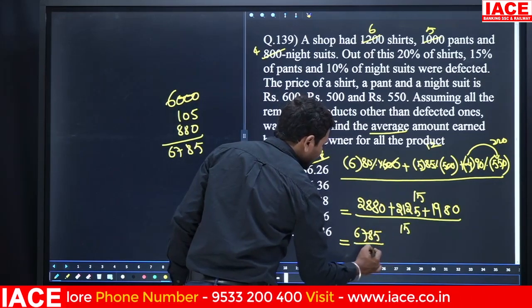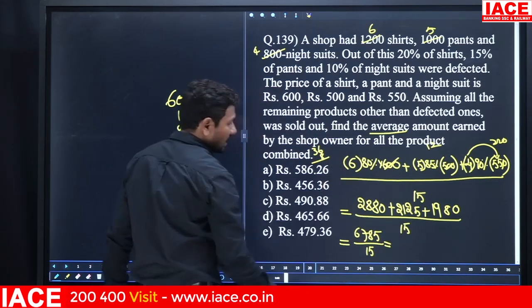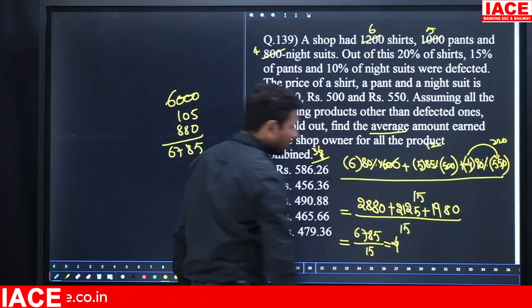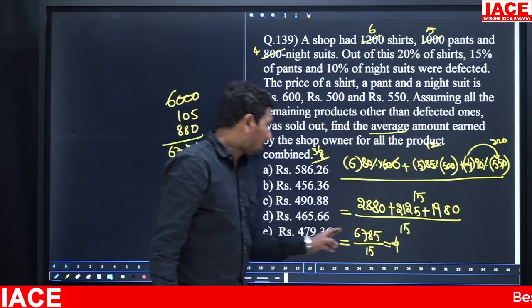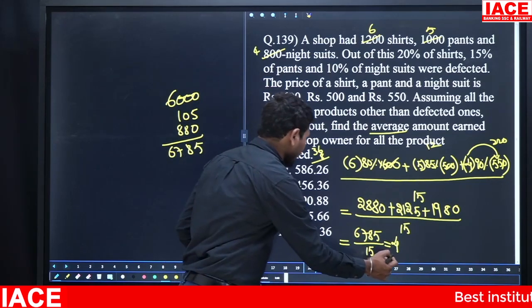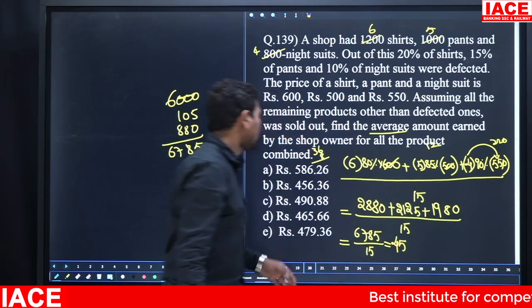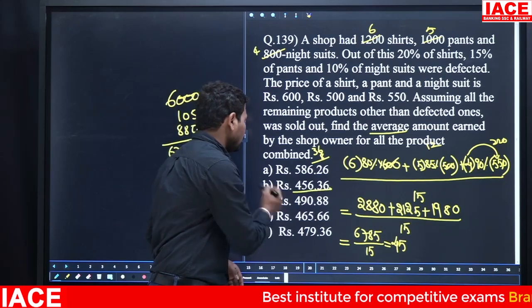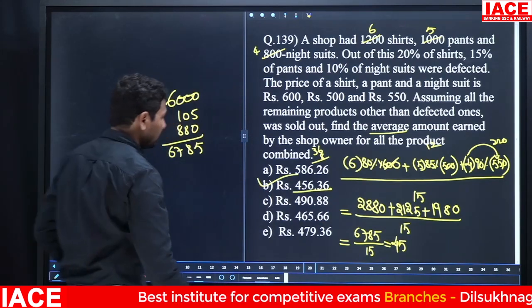6785 divided by the number 15. 15 times 4 is 60, the remaining value is 78, 15 times 5 is 75. You can observe that only one option has the 4 5 combination. So option B is correct.